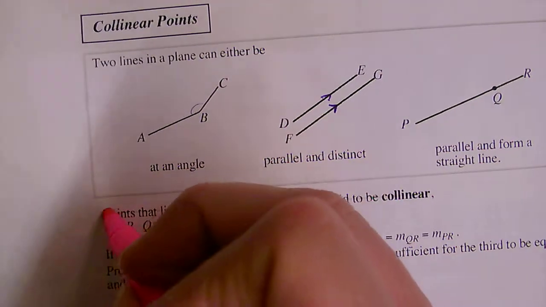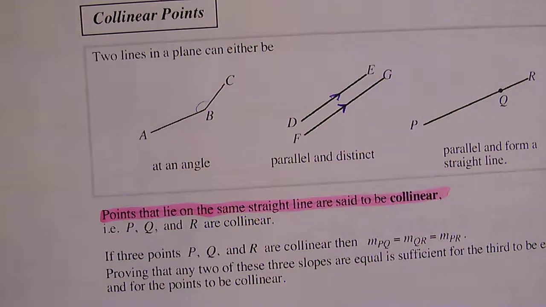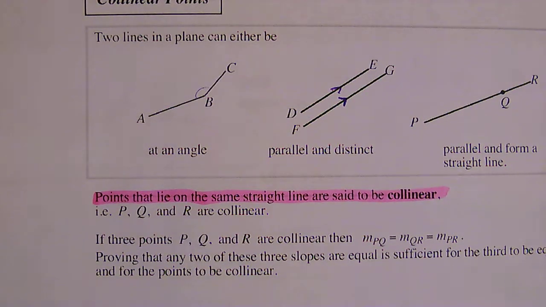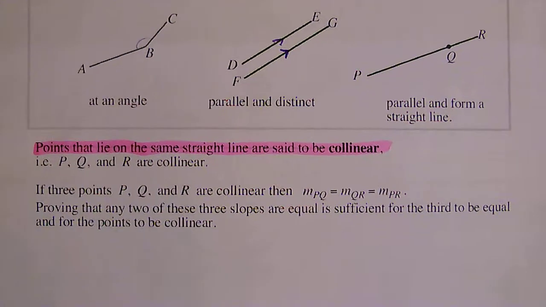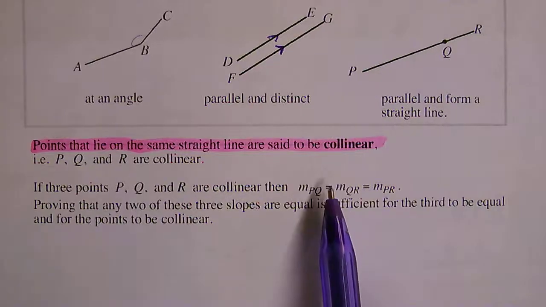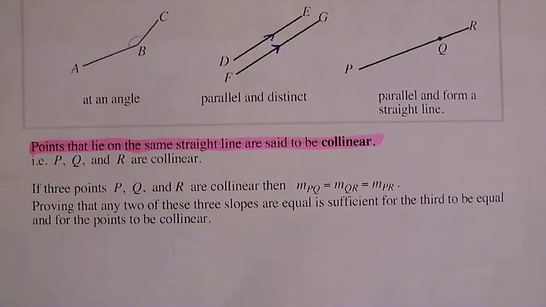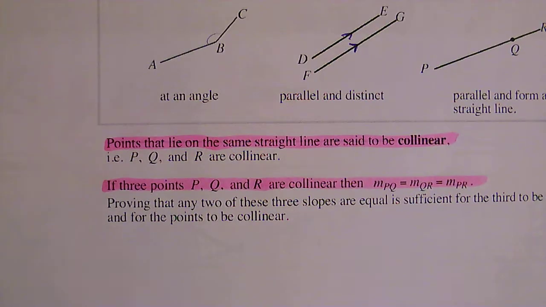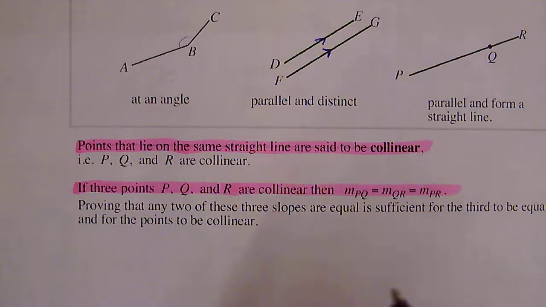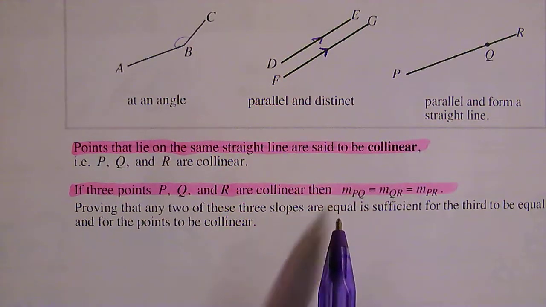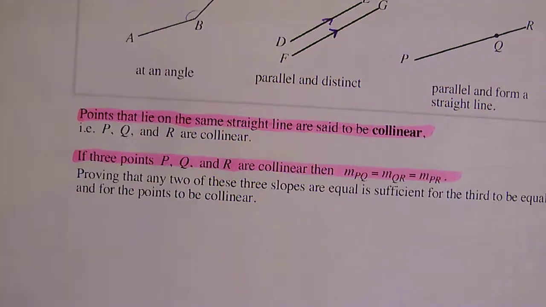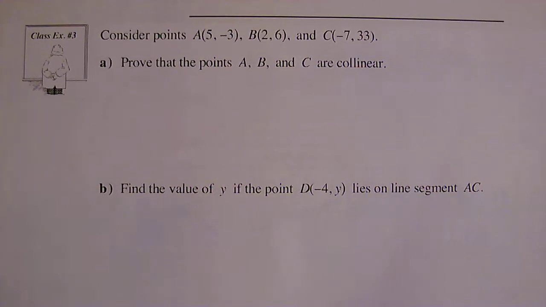So we're going to underline or highlight, whatever you have, because that is our definition. If 3 points are collinear, then the slope of each of them is going to be equal. So if the 3 points are collinear, the slopes will be equal. And as long as we prove that 2 out of the 3 are equal, that's sufficient to assume that the third is equal. Alright, let's look at our last example.